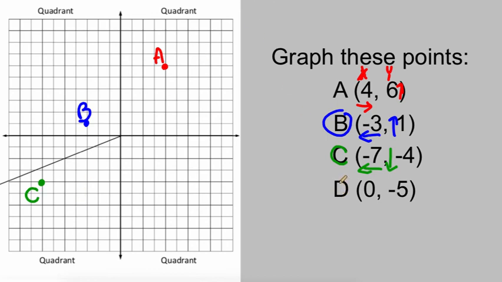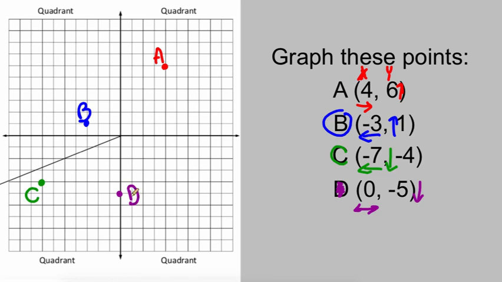And then my last one, point D, I have 0 for x. So that's my left and my right. That means I'm not going to go left or right anything, but a -5 means I'm going to go down 5. So I'm going to stay right here in the middle. I'm not going to go left. I'm not going to go right. I'm going to go 0 and then down 1, 2, 3, 4, and 5.